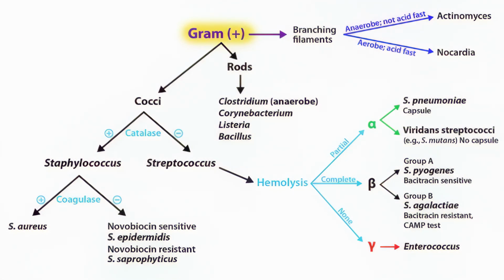The last section on that algorithm are some gram-positive bacteria that are neither cocci nor rods. They're referred to as branching filaments. These have a similar appearance to some fungi. The 2 that you need to remember are Actinomyces and Nocardia. Actinomyces is an anaerobe and Nocardia is an aerobe.